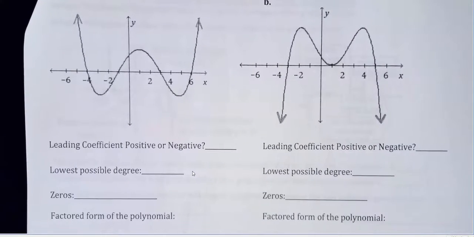Now, you can decide based on the end behavior if this is a positive. I'm not asking you to write it. I'm just saying, is this positive or negative for my leading coefficient? If I just look at that first graph, do you think this has a positive or negative leading coefficient? Positive. They both ends point up. If they both go up, it has to be positive.